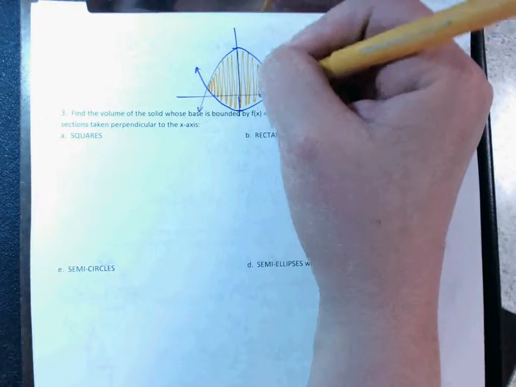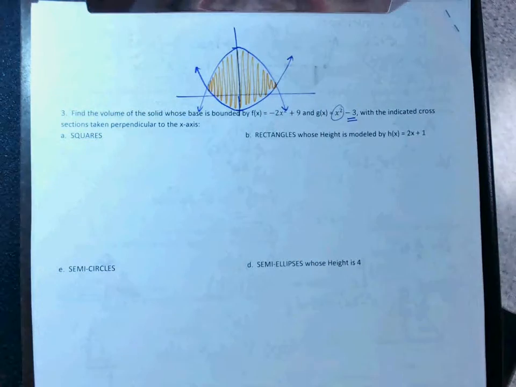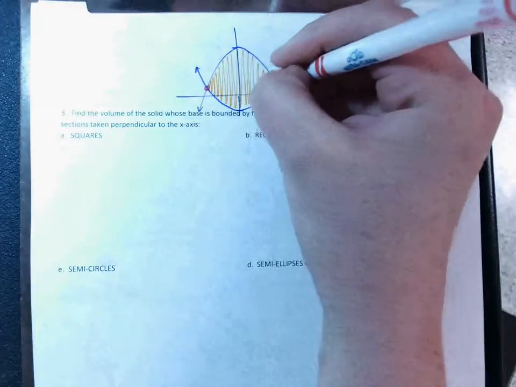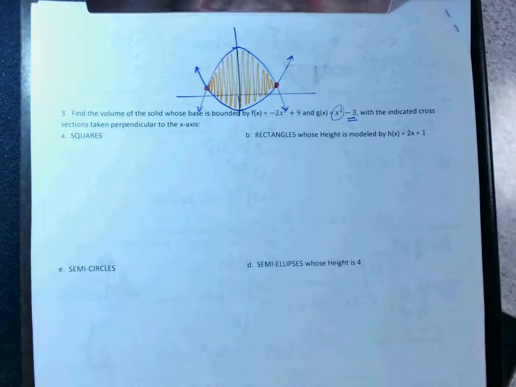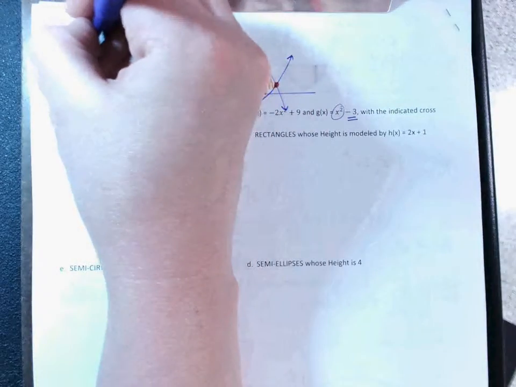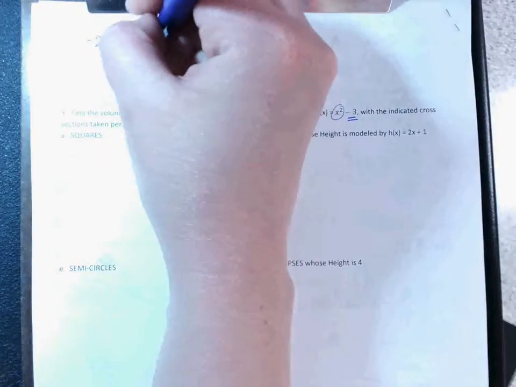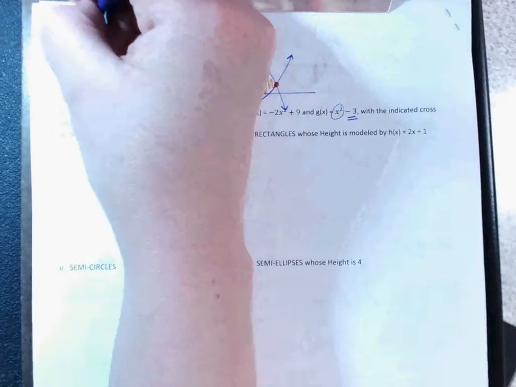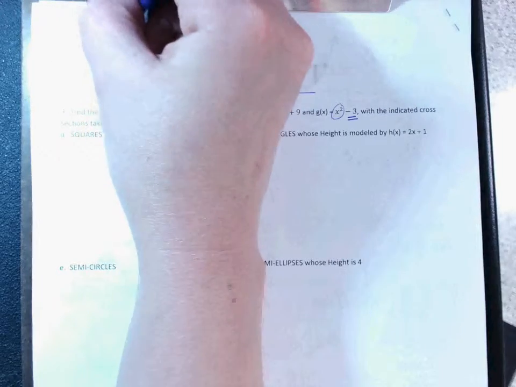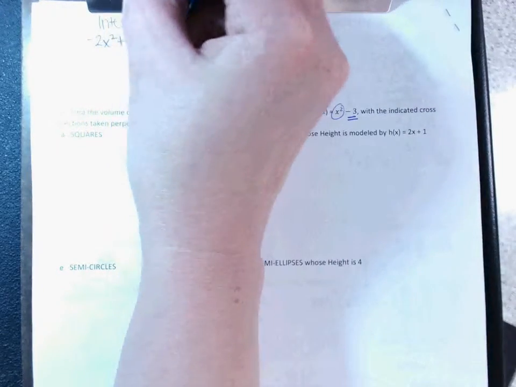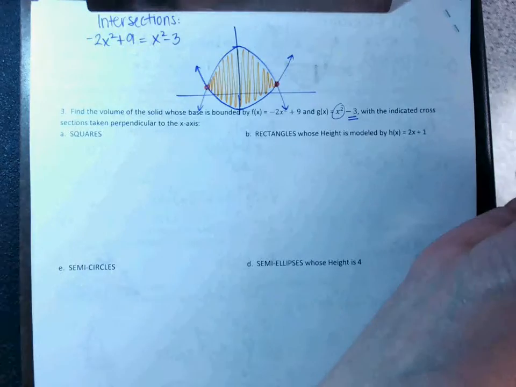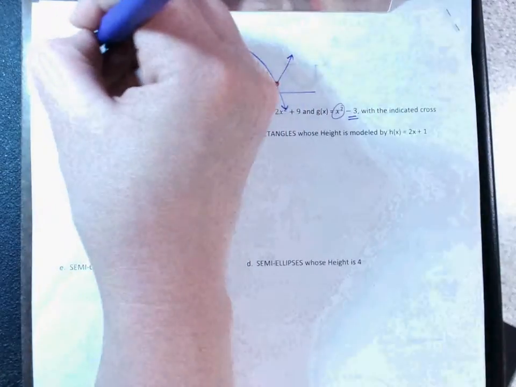Remember, the next thing that I need to do is I need to find my endpoints. My endpoints are going to be found by setting my equations equal to each other. So I'm going to do that over here kind of on the left side. I'm going to let my negative 2x squared plus 9 be equal to my x squared minus 3. Okay, this is to find my intersections. Okay, so first thing I'm going to do is add 2x squared across.